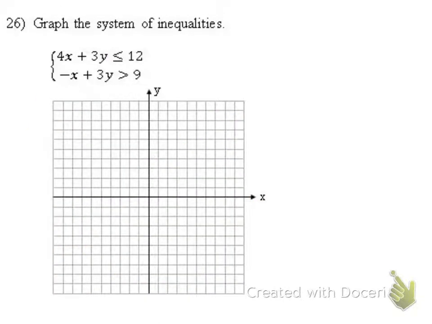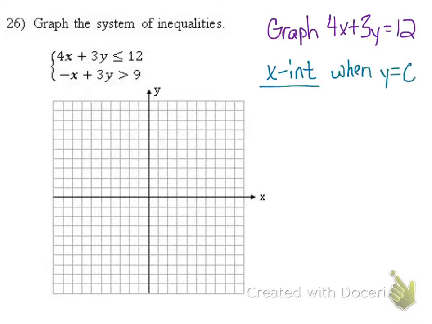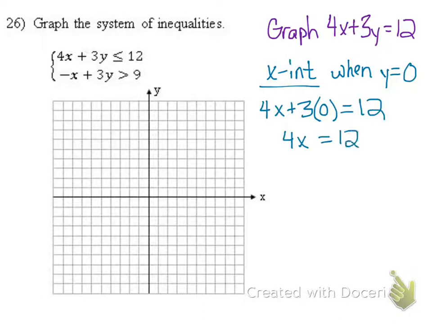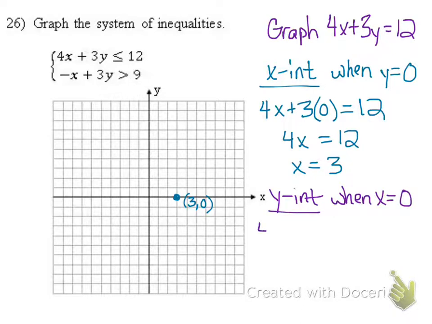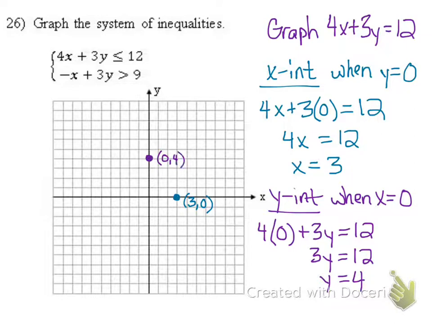Problem 26, we're given another system of inequalities to graph. We're going to repeat the same process that we did for number 25. We're going to start by graphing the first inequality. We'll find the x-intercept by plugging in 0 for y. That gives us a positive 3 for our x-intercept, so we'll mark where positive 3 is on the x-axis. Next, we'll find the y-intercept, so we'll plug in 0 for x. That gives us a value of positive 4, so that tells us where to mark on the y-axis.